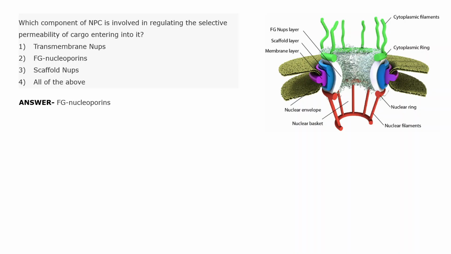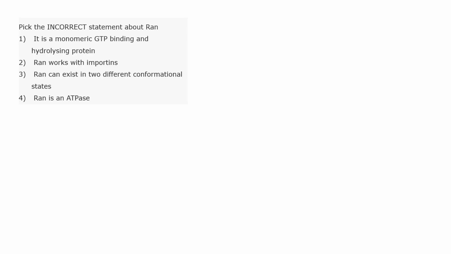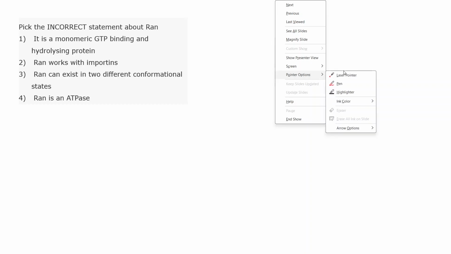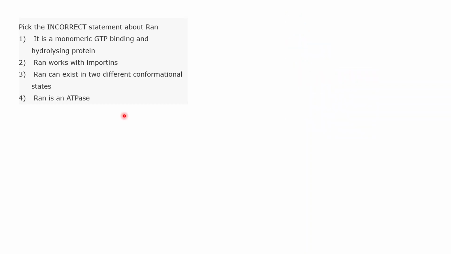Okay, so if it's clear, I will just move on to the next question. Coming to the next question, pick the incorrect statement about RAN. It is a monomeric GTP binding and hydrolyzing protein. RAN works with importing. RAN can exist in two different conformational states. RAN is an ATPase. So it is something that we have discussed with the nuclear pore complex, right? So you might know the answer. Sorry, which is the incorrect statement out of these four?